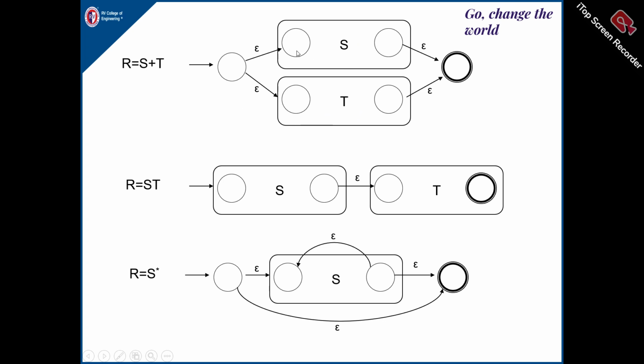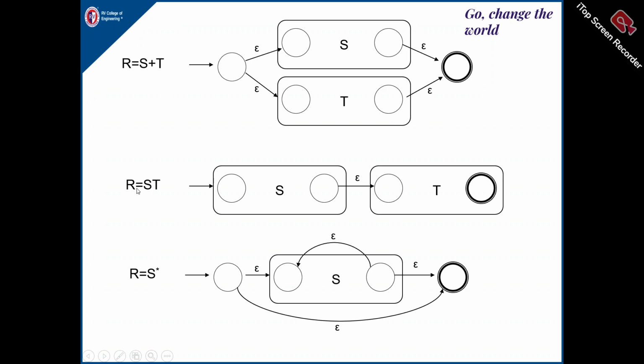So here this was the start state and this was the final state of S, and this is the start state and this is the final state of T. Now the union will be obtained by taking a new start state and adding an epsilon transition to the start states of S and T, changing the final states of S and T to non-final states, adding a new final state, and adding new epsilon transitions from these previous final states to the new final state. This we call the union machine for the regular expression S plus T.